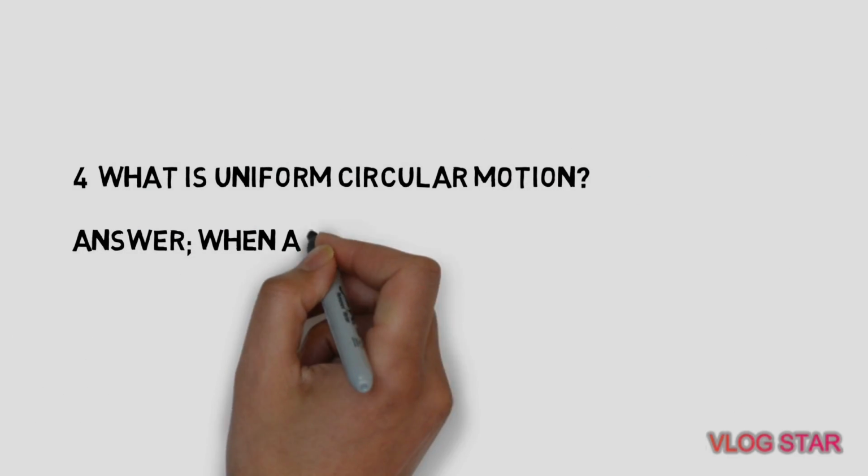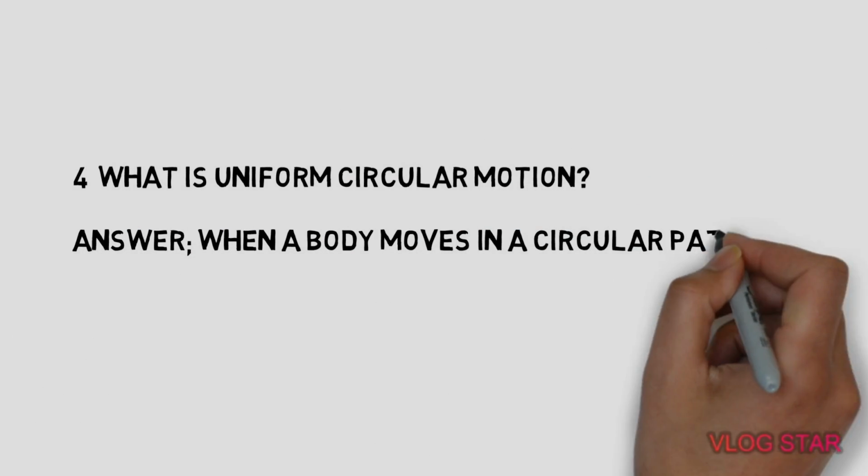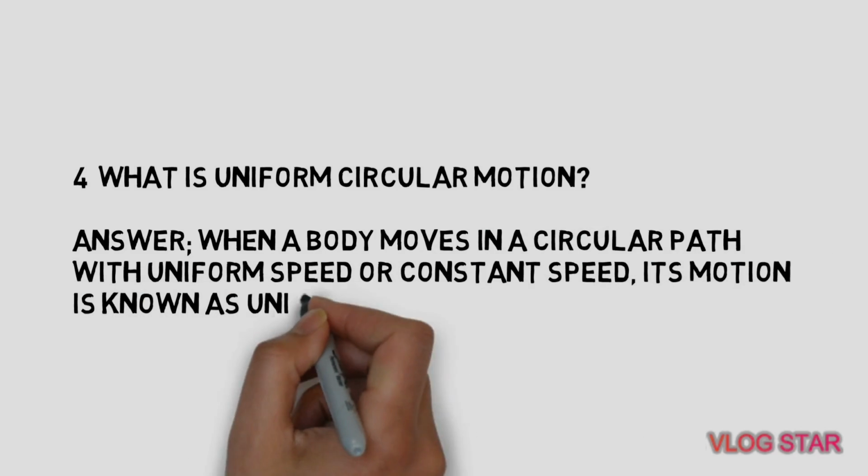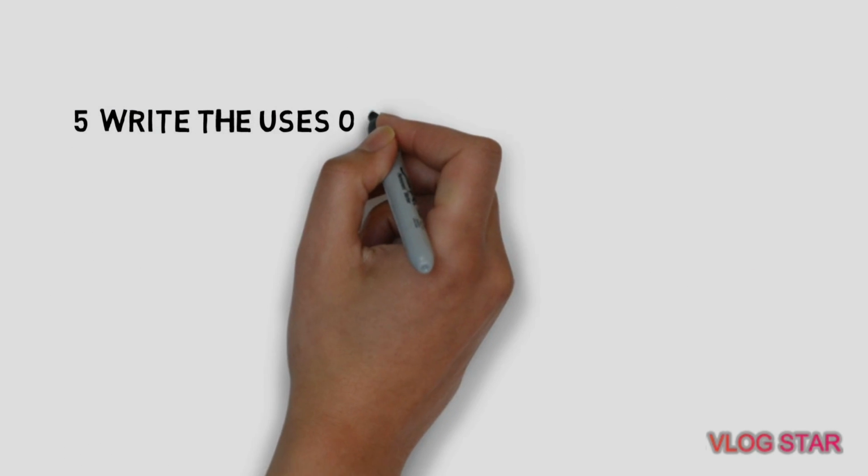4. What is uniform circular motion? Answer: When a body moves in a circular path with uniform speed or constant speed, its motion is known as uniform circular motion.